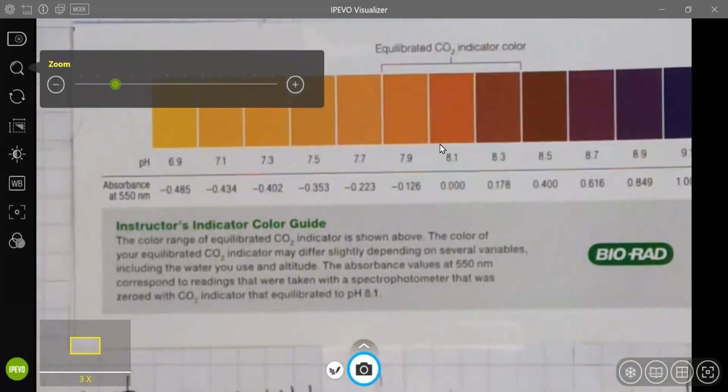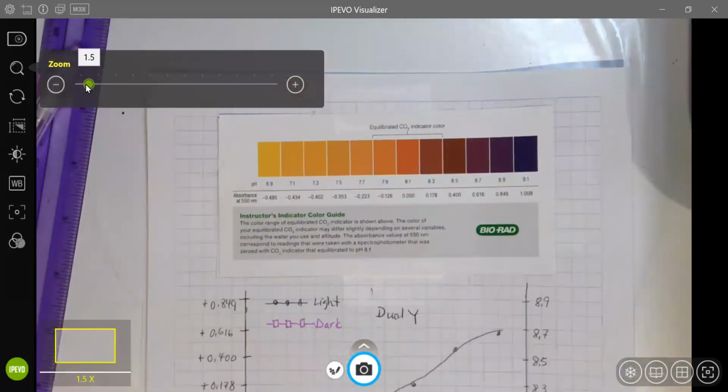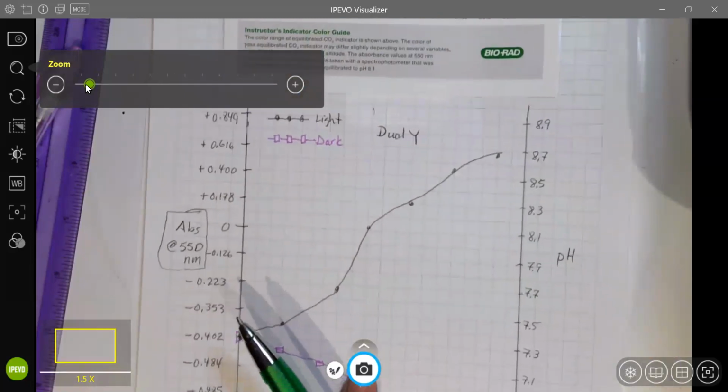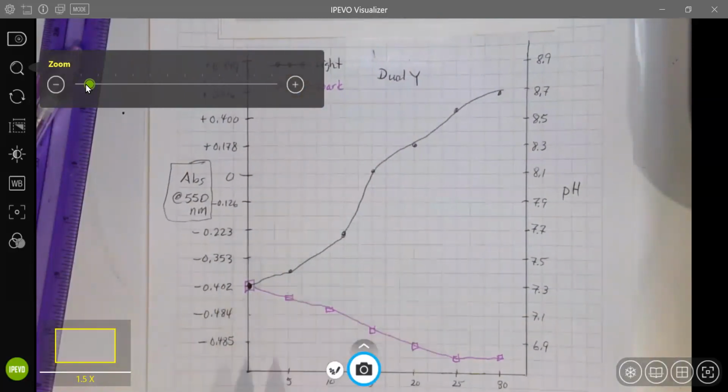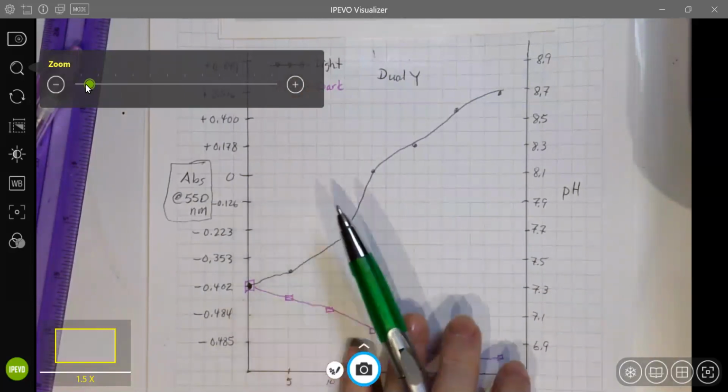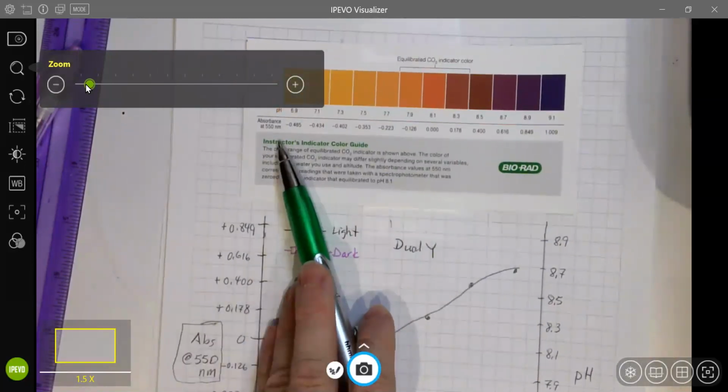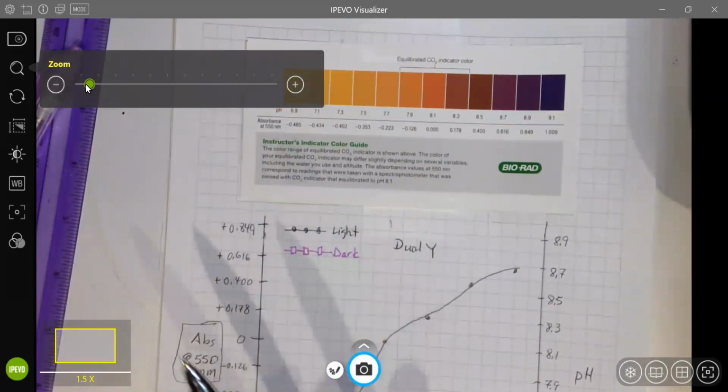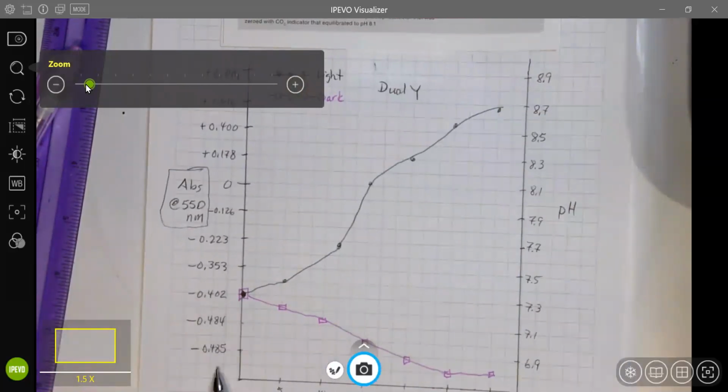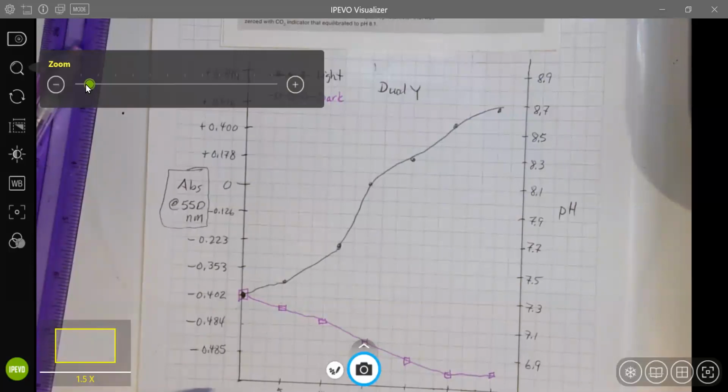So all I did here on my graph, I'm going to zoom back out, is I just took the corresponding numbers for absorbance for each of the pH readings we had and put those absorbance numbers on the second y-axis. So a pH of 6.9 corresponds with an absorbance of negative 4.85. So at that same point on the other y-axis, I've got that number. So that's how you set up those axes.